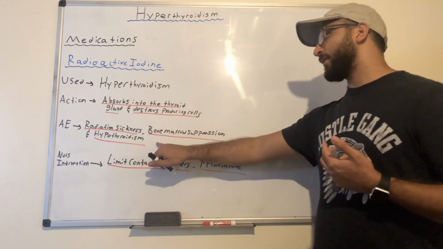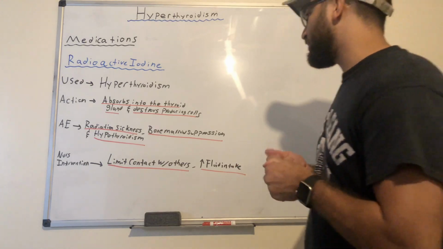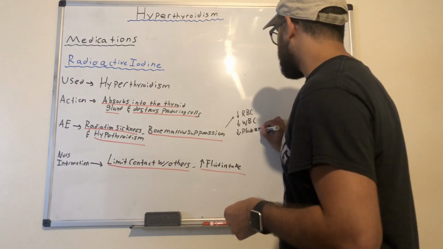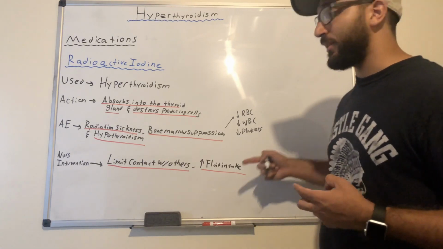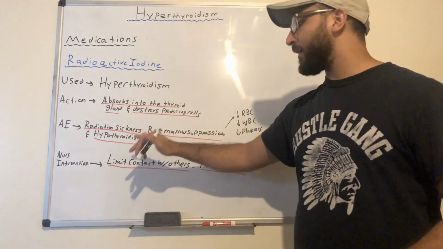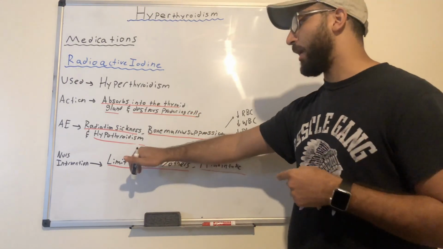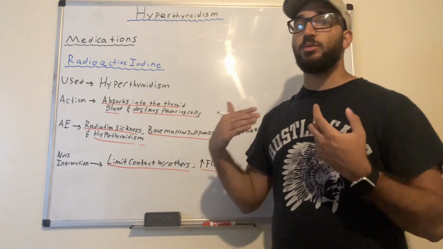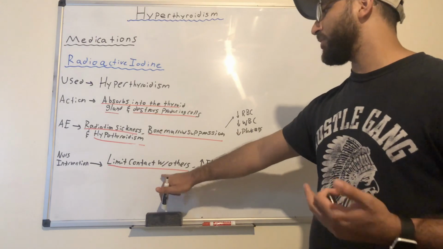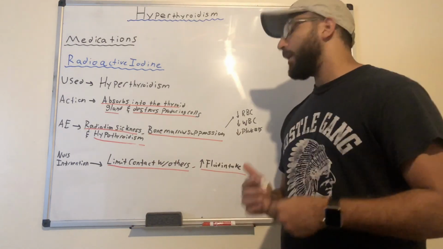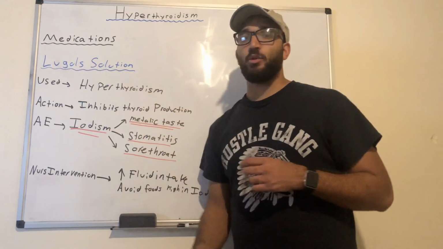Another adverse effect is bone marrow suppression, meaning the patient is going to experience low red blood cells, low white blood cells, and low platelets. After taking radioactive iodine, it can switch the patient from hyperthyroidism to hypothyroidism. So that's something that's very important to monitor for. And as I mentioned before, some nursing intervention is to limit the contact with others and to increase their amount of fluid. Another medication for hyperthyroidism is known as Lugol Solution.